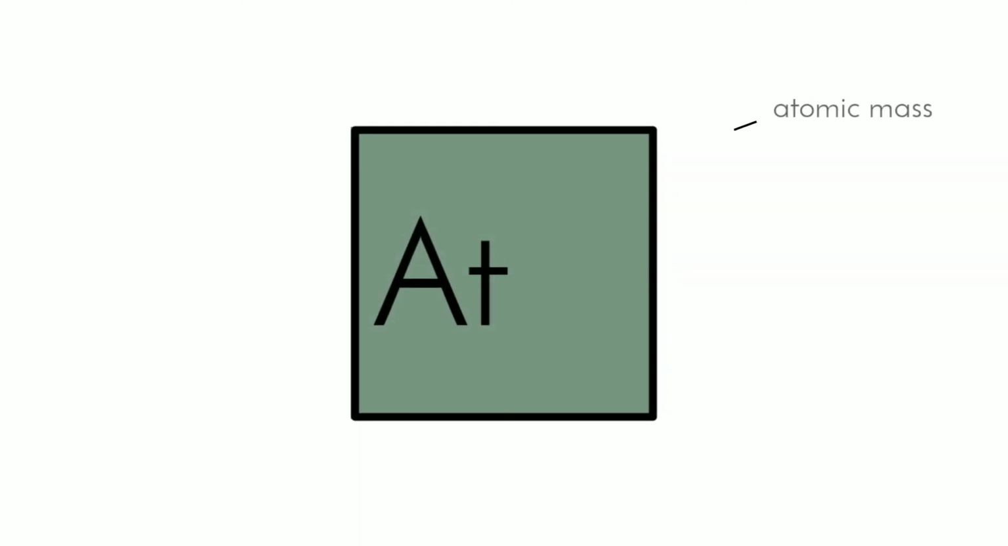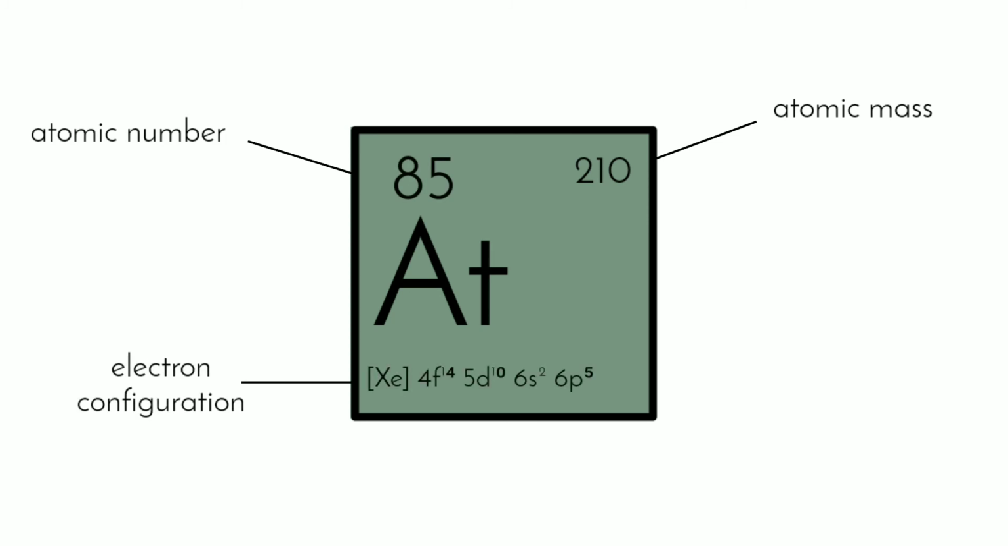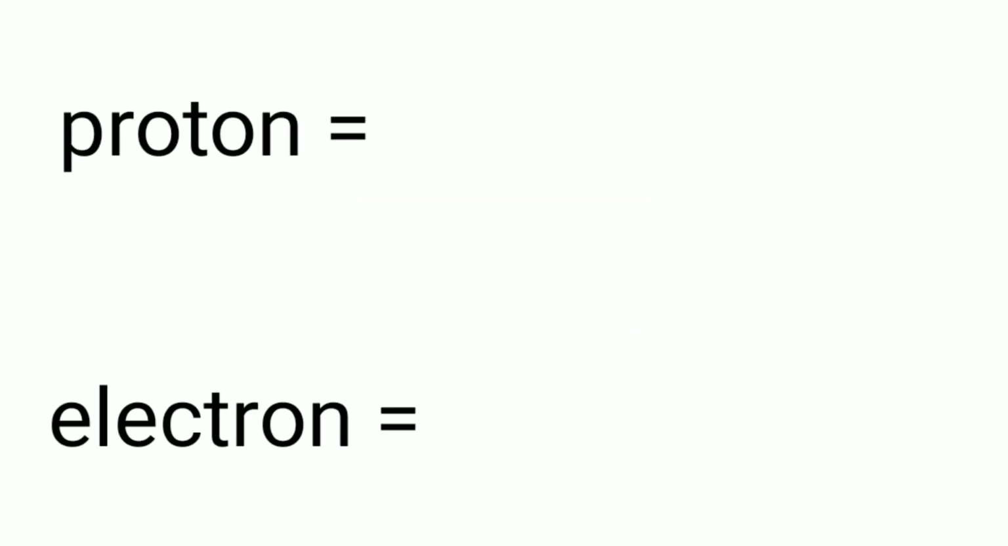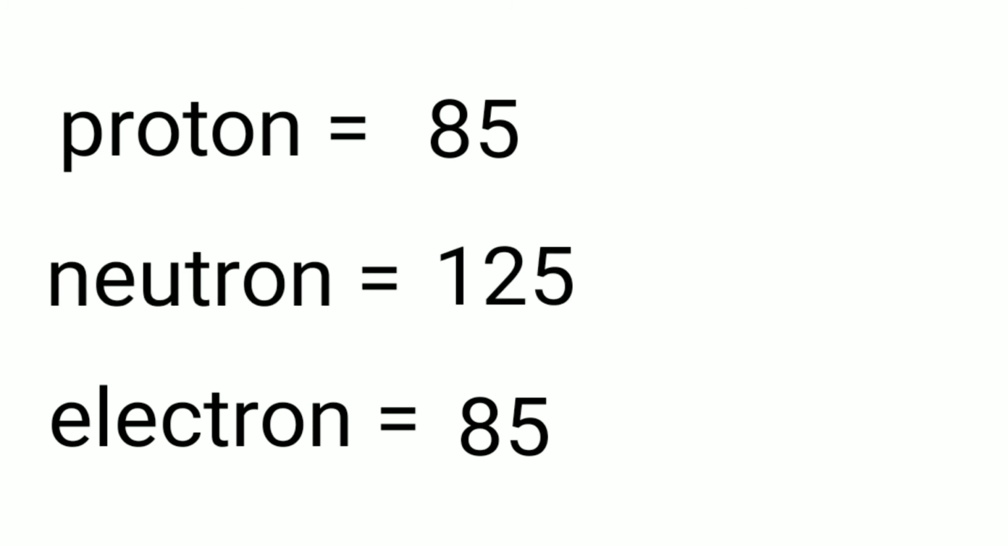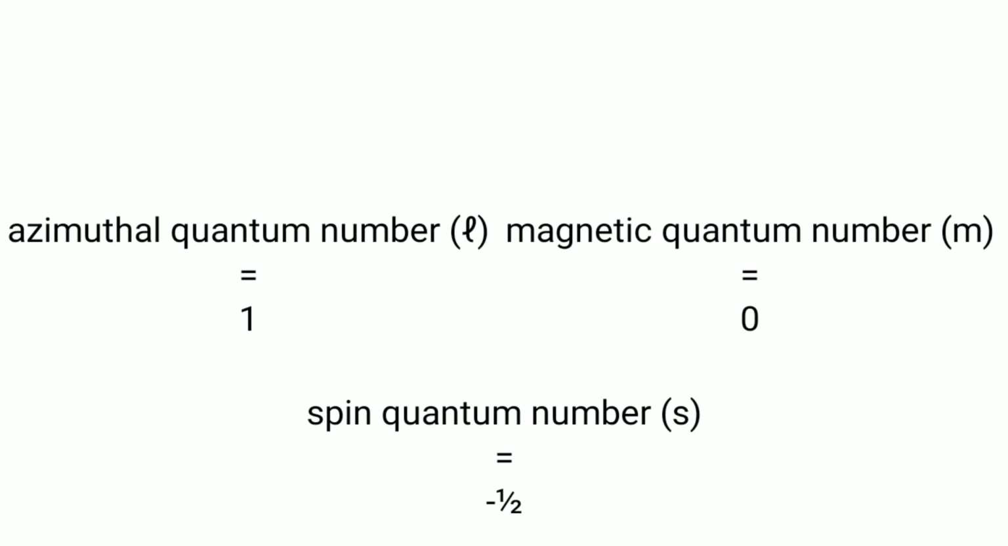The mass number of astatine is 210 units. It has atomic number 85 and its electron configuration is 4f¹⁴, 5d¹⁰, 6s², 6p⁵. Astatine's numbers of protons and electrons are 85, while its neutrons are 125. Astatine pretty much has the same quantum numbers as the other elements of the halogens, except that its principal quantum number is 6.